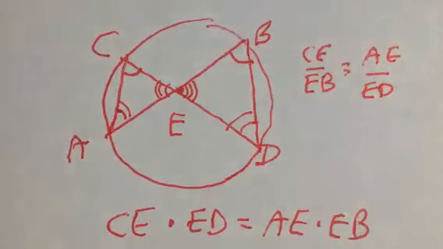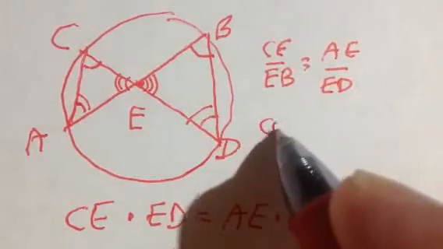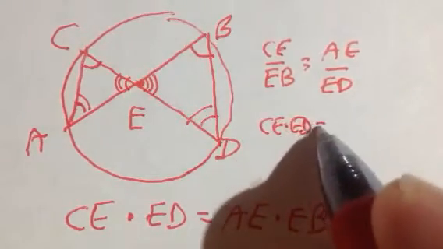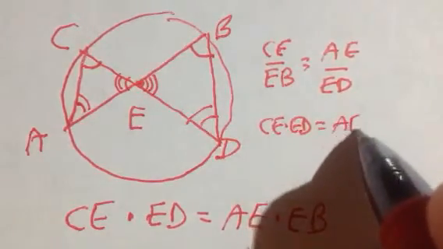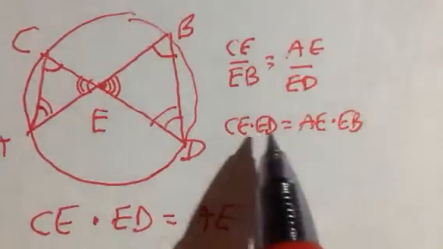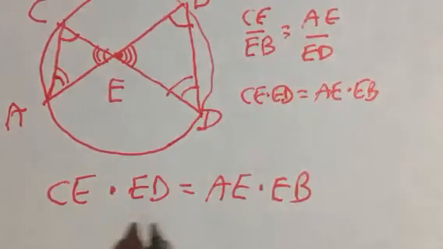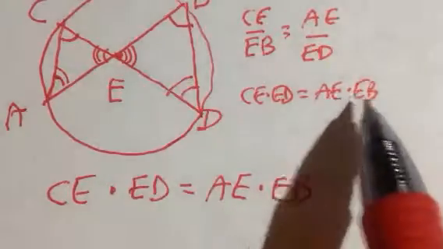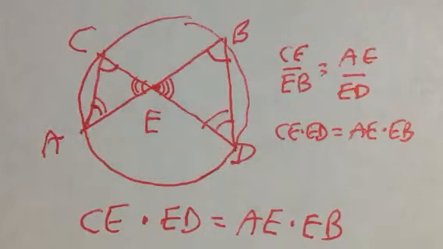And now if we cross multiply this equation, CE times ED is equal to AE times EB. Well, that was exactly what we needed to prove. Here we have CE times ED equals AE times EB. And that's how easy it is to prove Theorem 10.15.